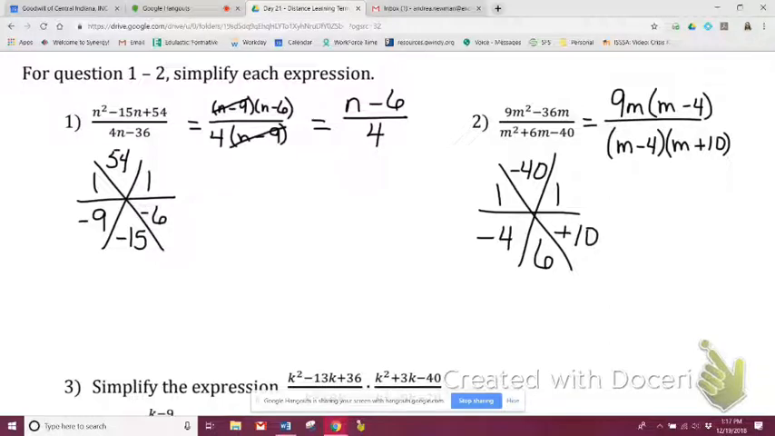Right. So that factors into m minus 4 times m plus 10, and then what can you do? Cancel out the m minus 4s. Leaves you with a final answer of 9m divided by m plus 10.